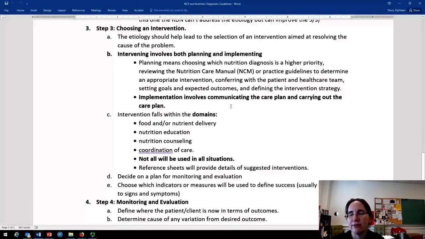Remember that intervention may fall within food or nutrition delivery, and if you have chosen an intake type problem, you probably want to have an intervention that falls within the food and or nutrient delivery domain. You may provide some education, you might provide counseling, and you might provide coordination of care. You might do all of these, or you might do some of these. And also with intervention, you decide on a plan for monitoring and evaluation, and decide how soon you're going to follow up to find out if the patient's problem has improved.